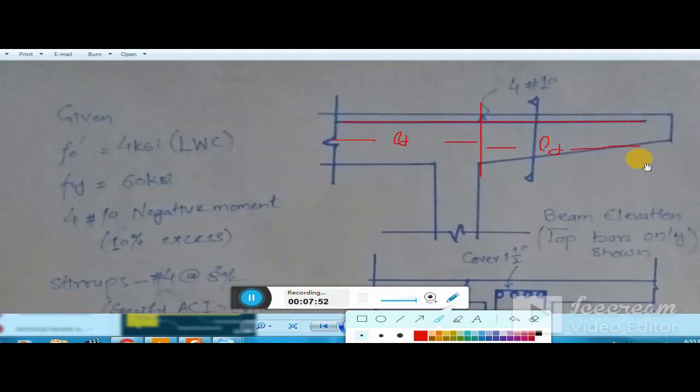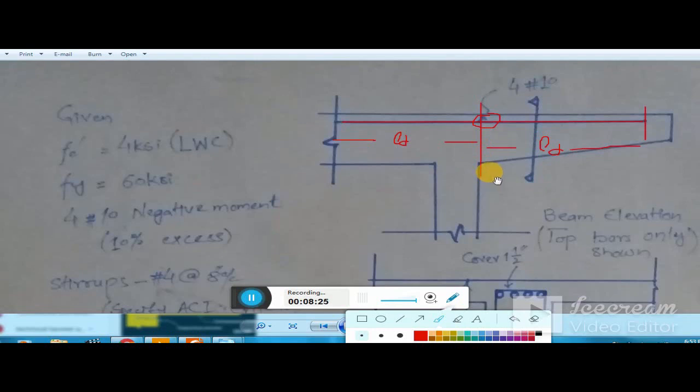Now, Ld shows me that this is the distance beyond which the bar will not be needed. I can cut the bar beyond this point. After that point, I don't need to use the reinforcement which is provided for that moment. Clear? So this is very interesting.